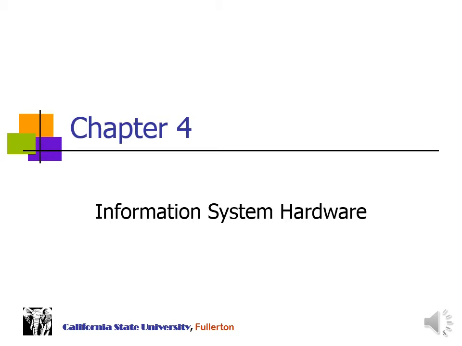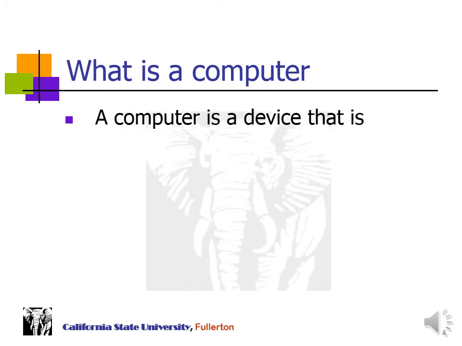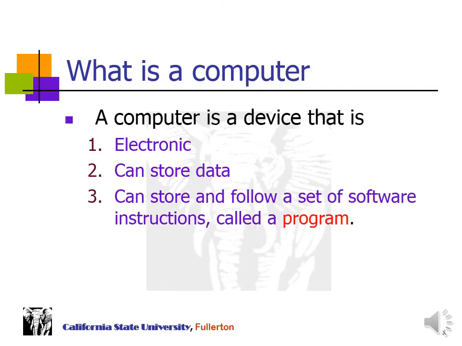Today we're going to talk about information system hardware. What is a computer? A computer is a device that is electronic, can store data. It means it consists of internal or external data storage, and can store and follow a set of software instructions called a program. A program is a collection of instructions that can be executed by a computer to perform a specific task.